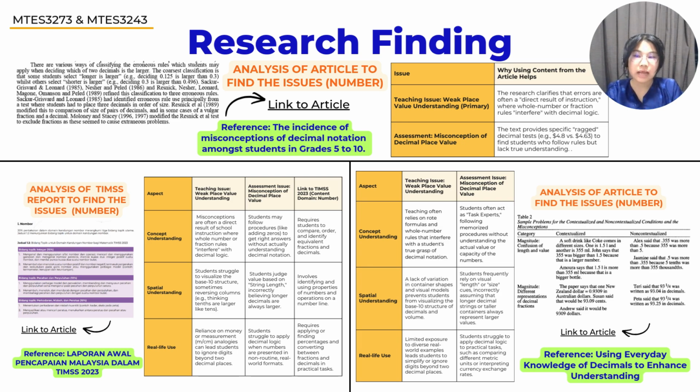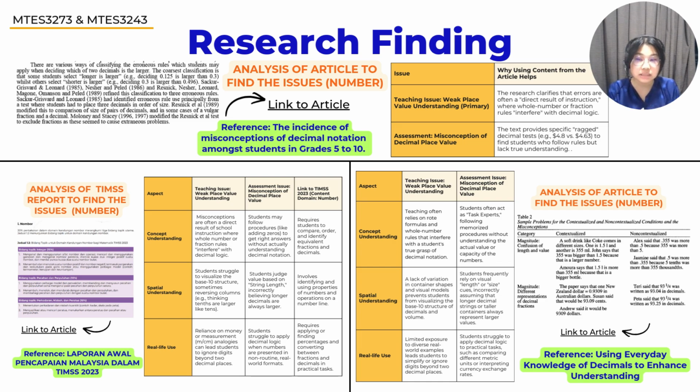Now, let's look at how these early gaps evolve into decimal misconceptions. Research shows students often apply whole number rules to decimals. This leads to the longer-is-larger fallacy, where a student thinks that 0.125 is bigger than 0.3 because it has more digits, or the shorter-is-larger rule, thinking that 0.3 is bigger than 0.496 because tenths are bigger than thousandths.